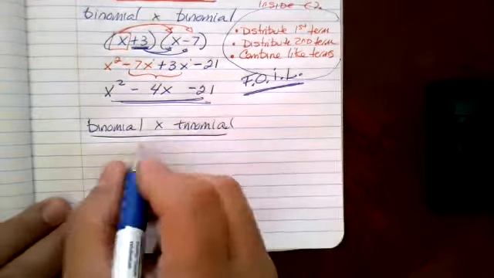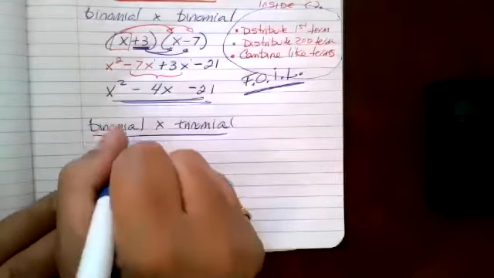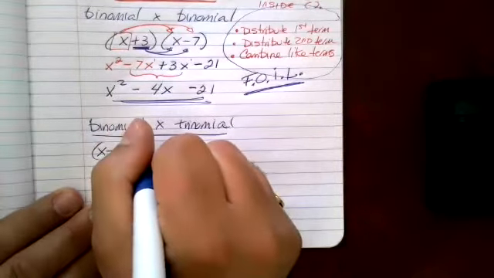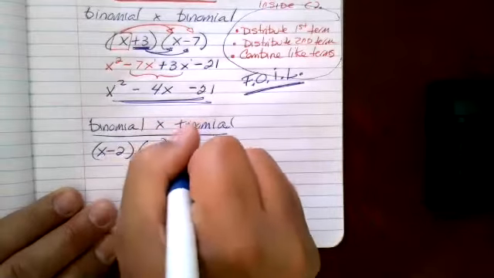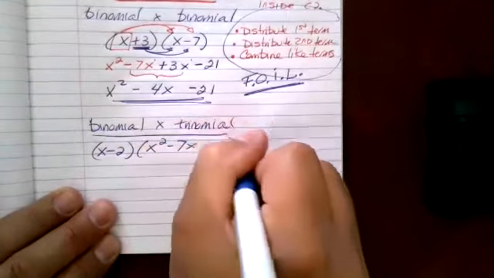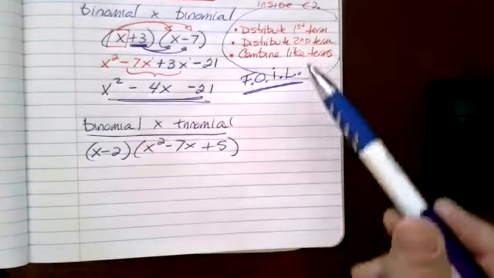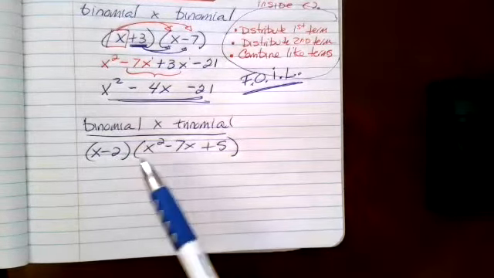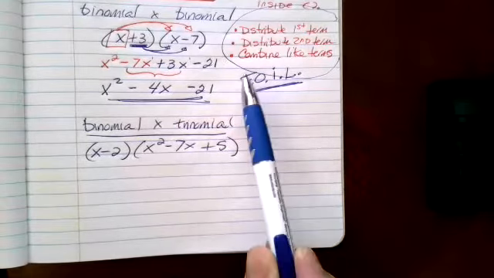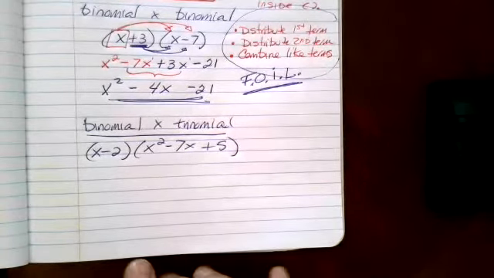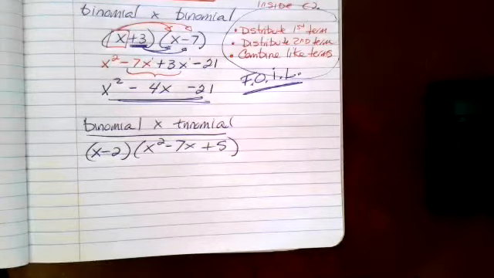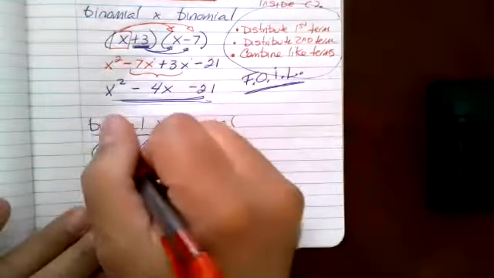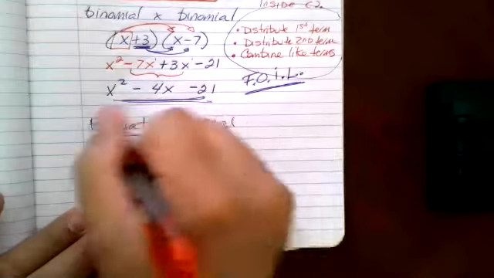So if I have a binomial times a trinomial, if I have x minus 2 times x squared minus 7x plus 5, I could use the same procedure. I could distribute my first term, distribute my second term, and then combine like terms. So why don't you take a second and try that problem. So I'm going to start this problem. I'm going to distribute x to each one of these.